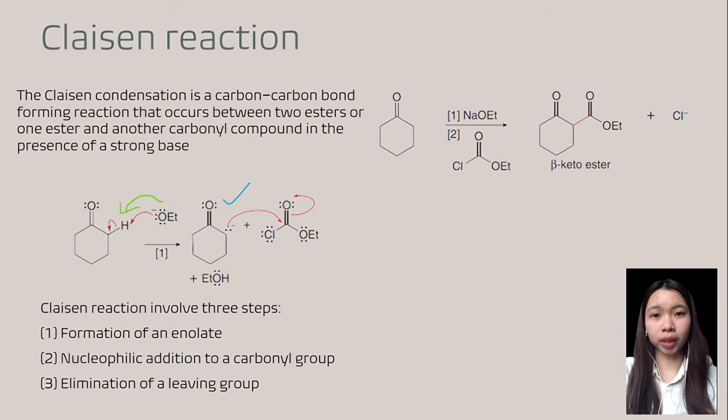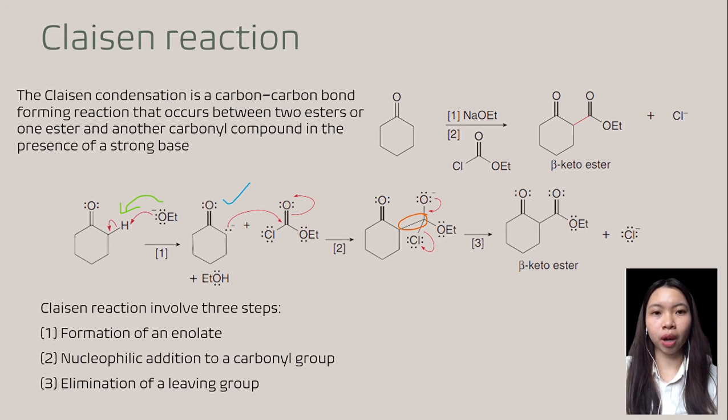The second step involves nucleophilic addition to a carbonyl group, where a new carbon-carbon bond forms between the ketone enolate and the ethyl chloroformate, which is the ester, as shown here. The third step, lastly, is elimination of the leaving group, where in this reaction Cl- is eliminated rather than the negative OEt because Cl is a better leaving group, and the product forms, which is the beta-keto ester.